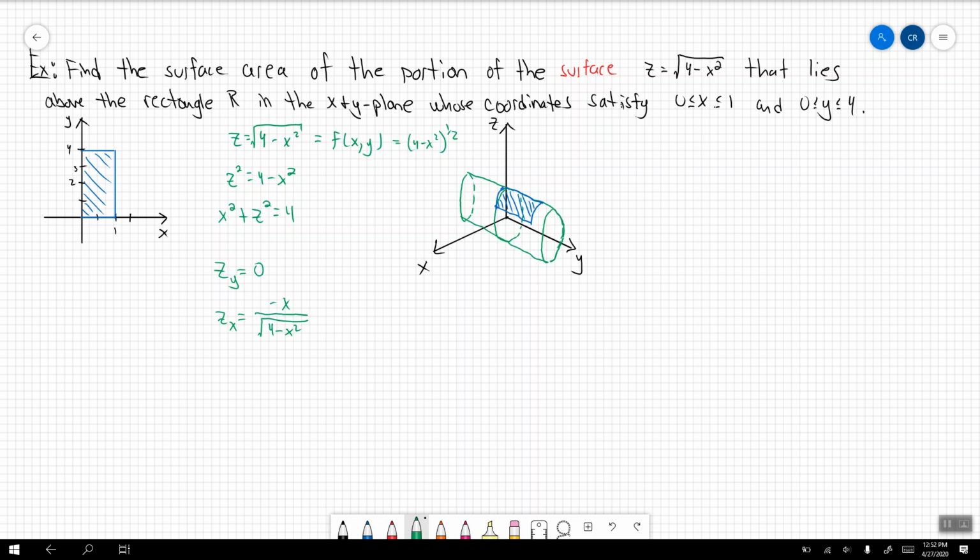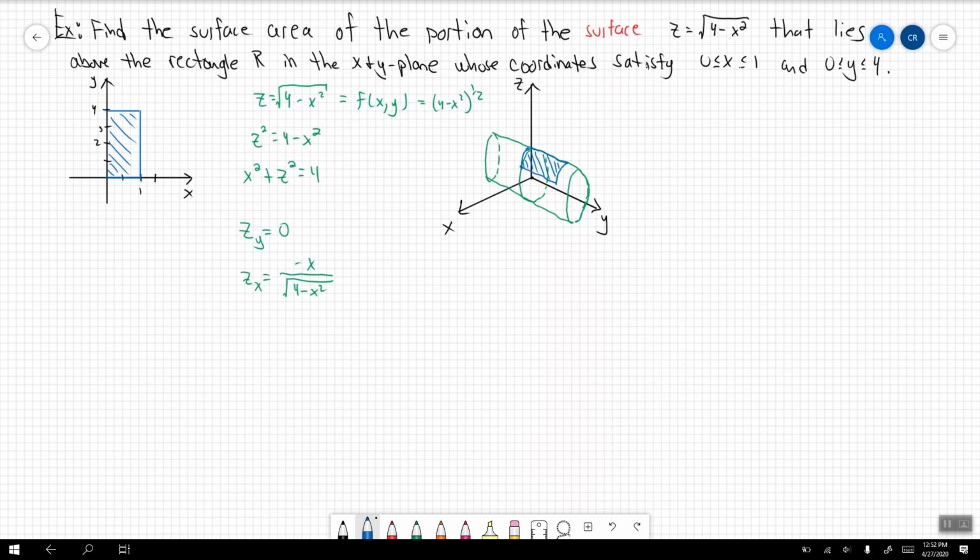All right. Now, what I want is to find the area of that surface, so I'm going to do a double integral. Fubini's theorem is applicable, which means it doesn't matter whether I do dx or dy first. But I want to take the squares of my partials. So the first one is 0 squared, plus the next one is negative x over the square root of 4 minus x squared, squared. And I still need a plus 1. Plus 1. Here we go.